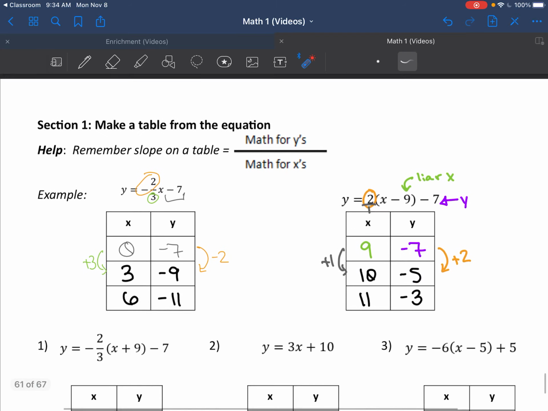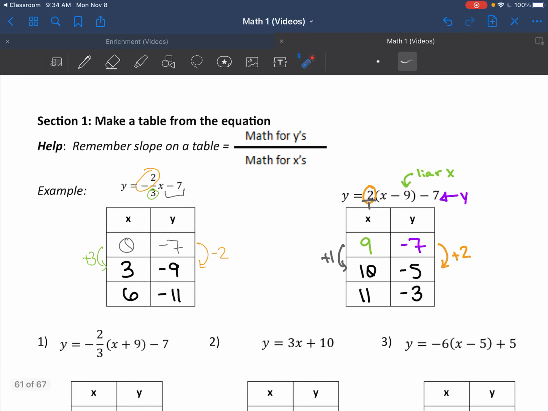Section 1's example, we're going to make tables from equations. So this is slope-intercept form. So if we have a -7 and then no parentheses around our x, that means we start with 0, -7. If we have a negative, we attach it to the top of the fraction. And remember, this is for your y, so we're subtracting 2 down our y's. This bottom number is for our x's, so we add 3 down our x's. So the rest of our table is 3, -9, and then 6, -11.